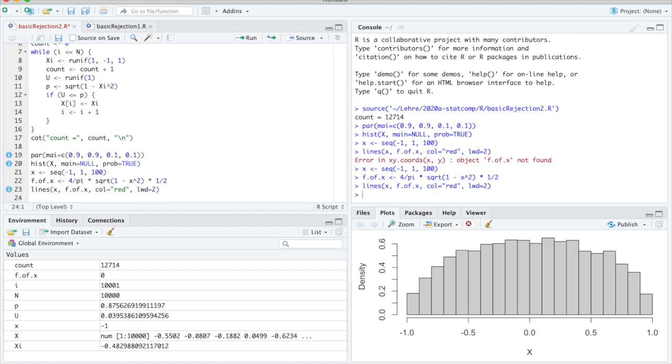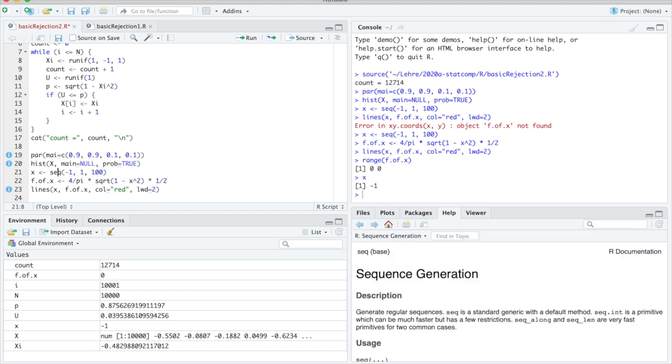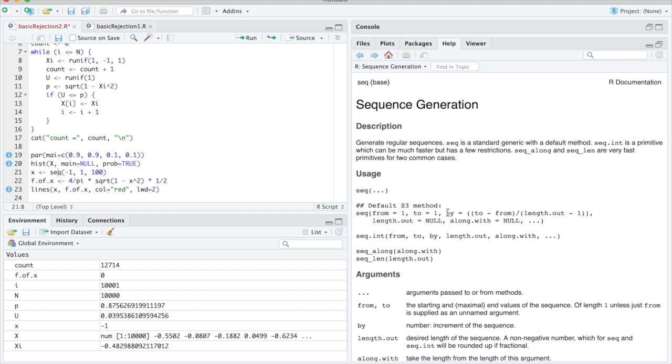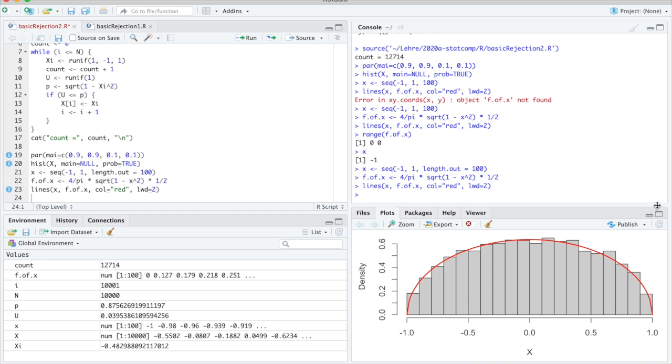That did not work. So what has gone wrong? That did not work, but I see the mistake. Sequence can take either a step size or a number of steps. And the third argument, if you don't use names, is the step size. And if we go from minus 1 to 1 in steps of size 100, we will not get anywhere. Whereas if we use a length of 100 steps, we will be good. So that is the resulting plot.